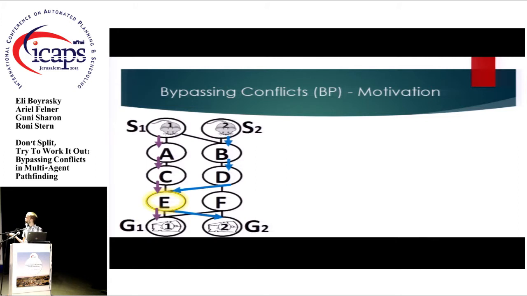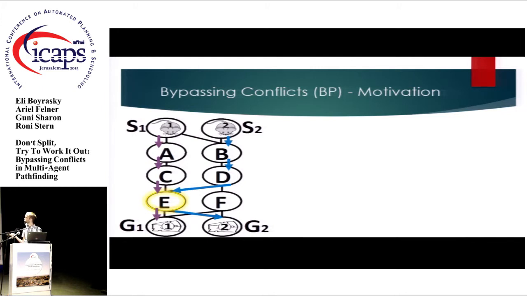Then we constrain mouse number one not to be at B at time step one, or not to be at D at time step two. So mouse number one chooses A, C, E, and G1, creating a new conflict here in E.